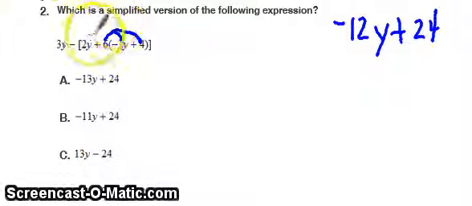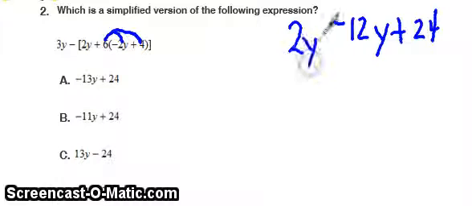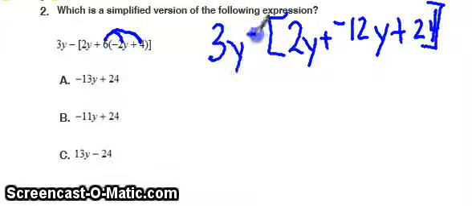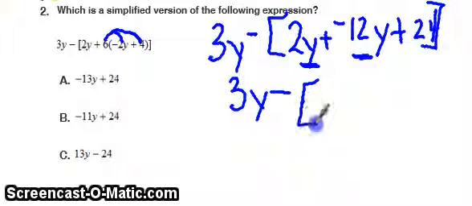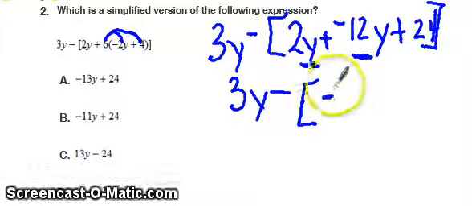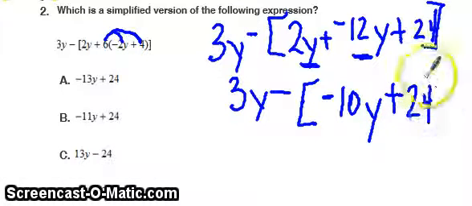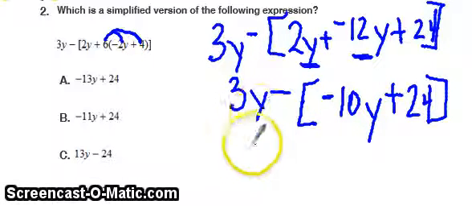Here, outside the parentheses, I've got the 2y. I'm supposed to add that. And then I've got 3y minus. From here, I combine my like terms of 2y and negative 12y inside the bracket. So I got 3y minus, 2y plus negative 12y is a negative 10y. Can't combine that with the 24 because it does not have like terms. It does not have the exact same variable. So I can't do that.